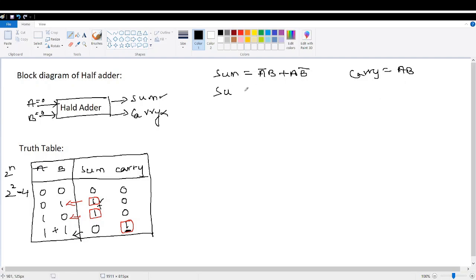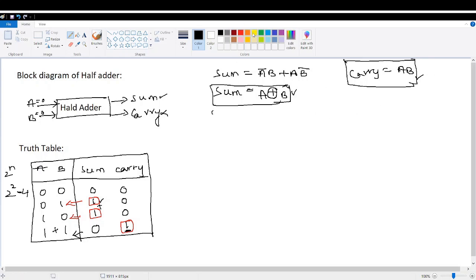Now if you know the logic gates, we have something called the XOR gate. What is the output equation of the XOR gate? A XOR B, right? In the XOR gate, A bar B plus A B bar is the output equation, which can be rewritten as A XOR B. So A bar B plus A B bar can also be written as A XOR B. So finally this is my sum expression, this is my carry expression. Okay, sum expression is done, carry expression is done.